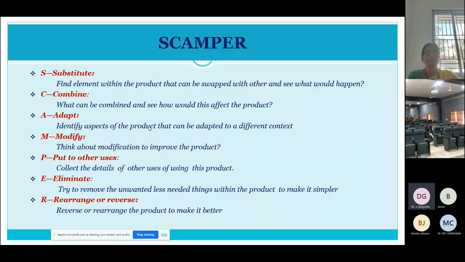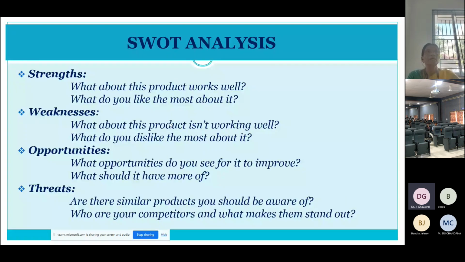In SWOT analysis, we usually look at strengths, weaknesses, opportunities, and threats. We have to do this for products also. What about this product works? What do you like most about it? Then what are the weaknesses of the product, and what are the opportunities to improve it? What should it have more of? Then threats: what are the threats in this? Who are the competitors? So these are the SWOT analysis steps of your design thinking.